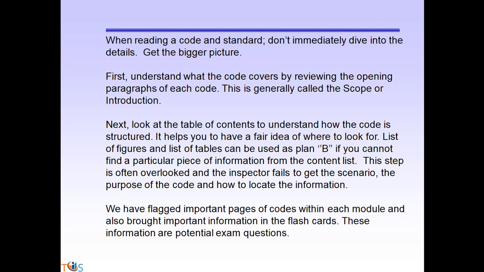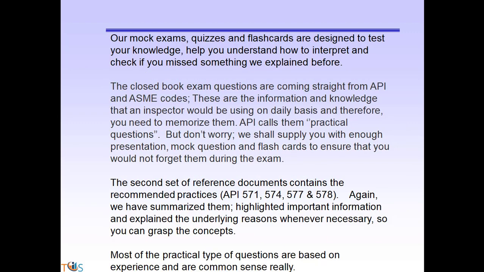We have flagged important pages of codes within each module and also brought important information into the flashcards. This information represents potential exam questions. Our mock exams, quizzes, and flashcards are designed to test your knowledge, help you understand how to interpret, and check if you missed something we explained before.